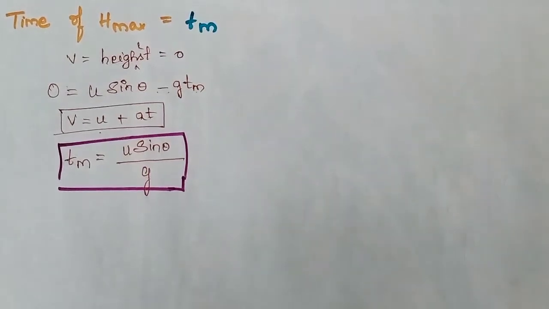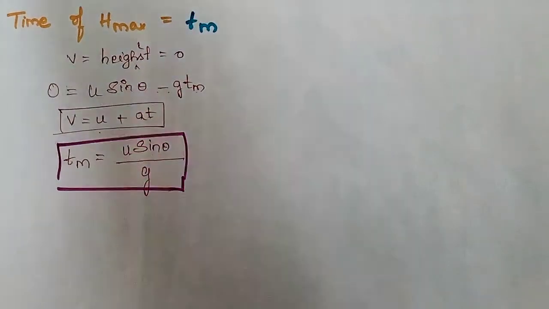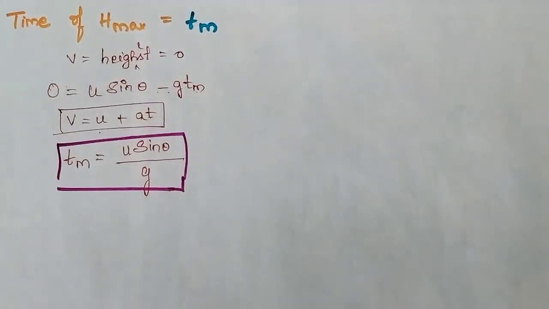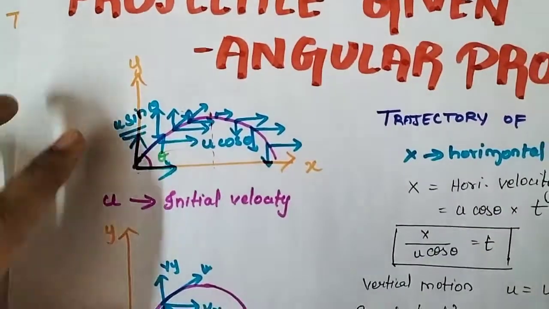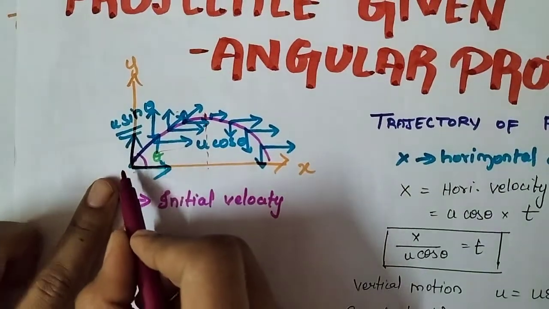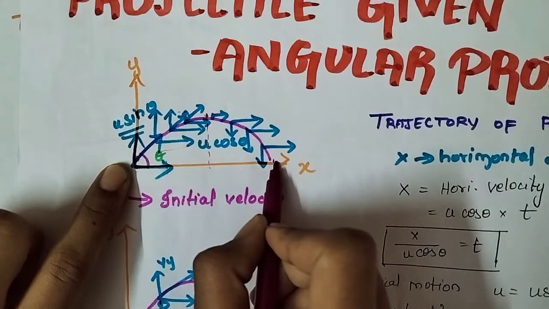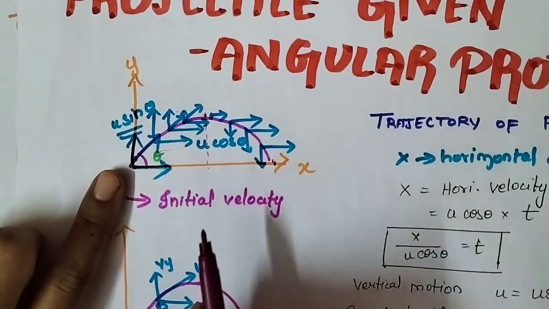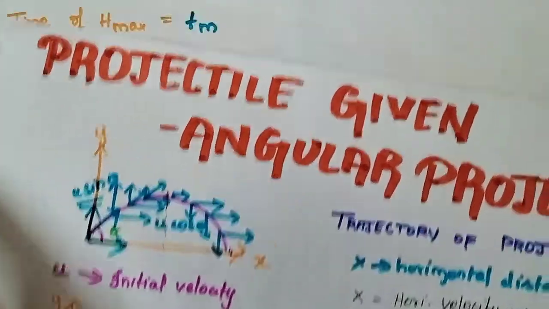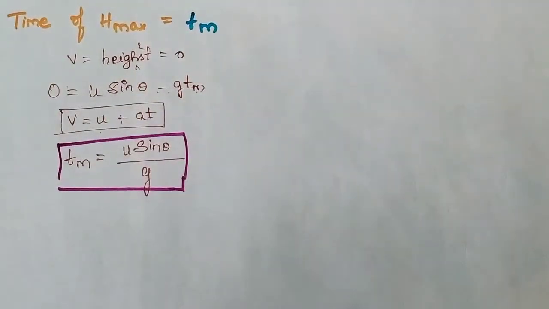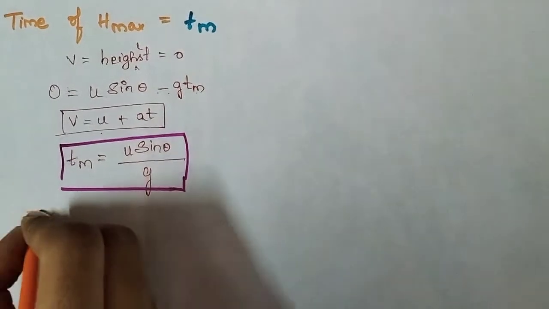Next we will move on to the total time of flight. It is the time taken by the projectile from the instant it is projected till it reaches the point in the horizontal plane of its projection. Clear? So again we will come to this diagram. From the starting of this projectile till the end of this projectile, what time has elapsed? That is the time of flight.